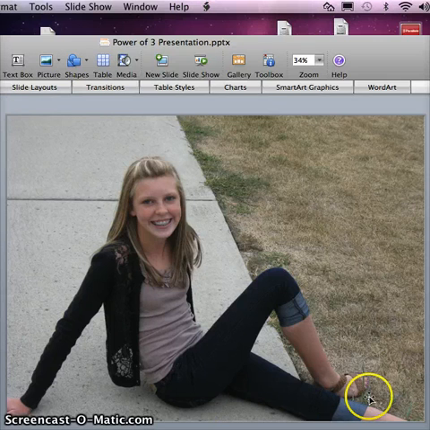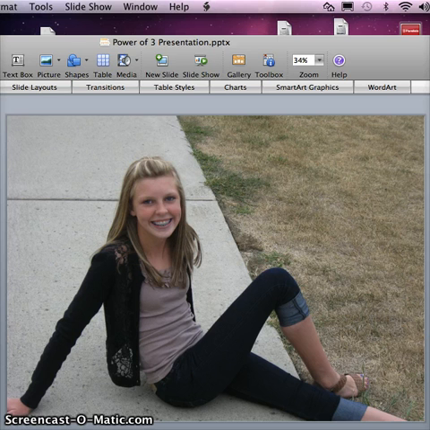And then finally here, the line of the sidewalk is bringing attention to the subject. That's a good example of a leading line.